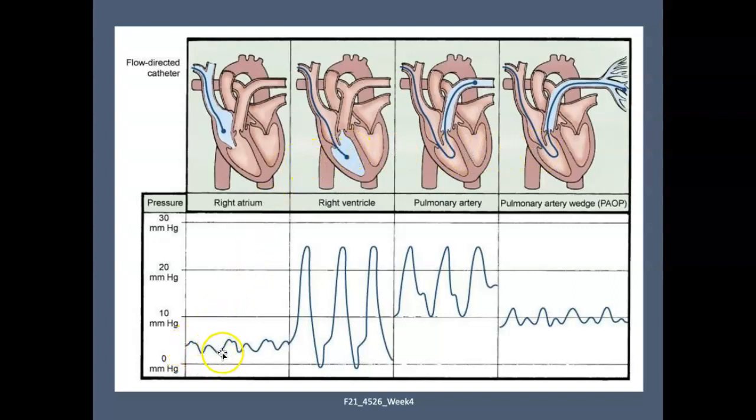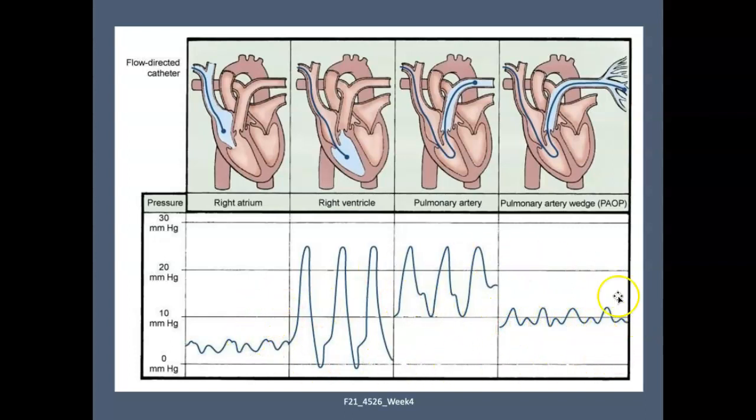So the right atrium is going to have this very, remember, it's a low pressure system, the right atrium. So it's going to have a very low pressure reading. Then it goes into the right ventricle, and you can see a high pressure. Then it goes into the pulmonary artery, and then your pulmonary wedge pressures.